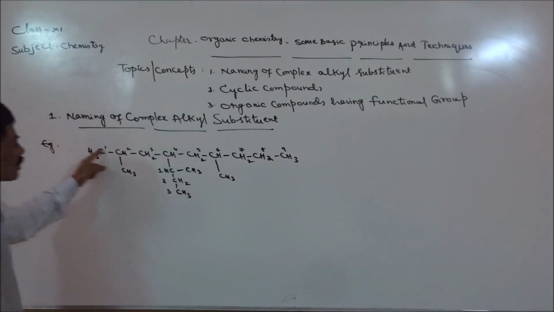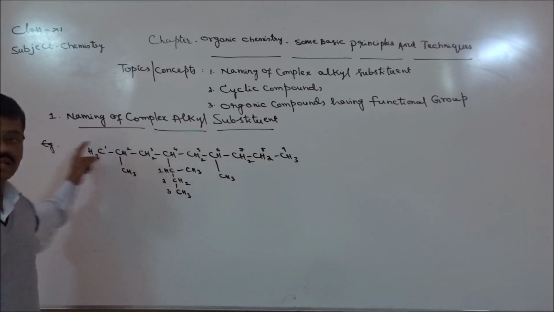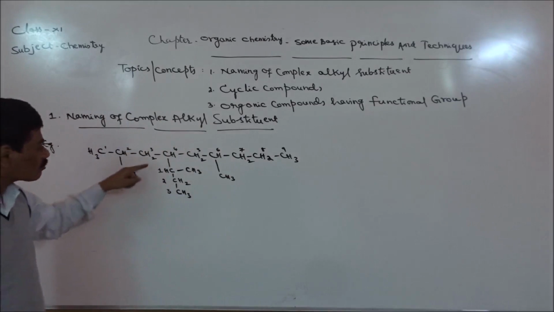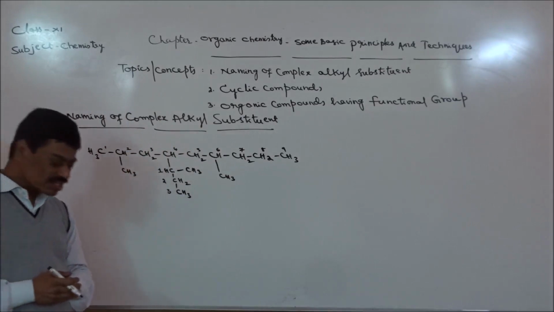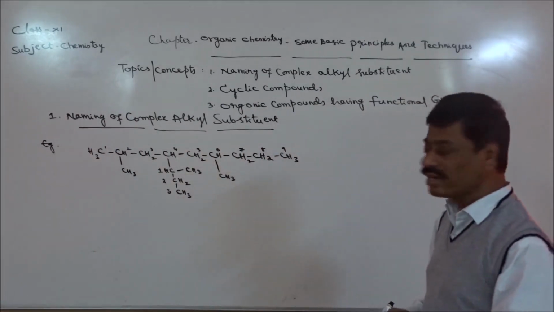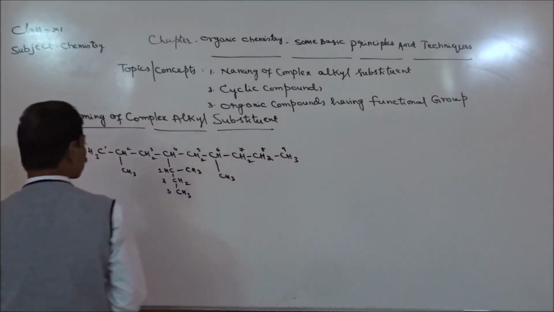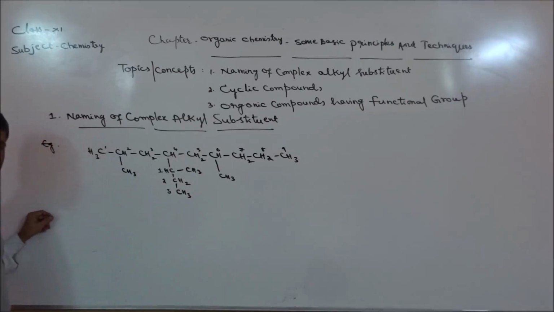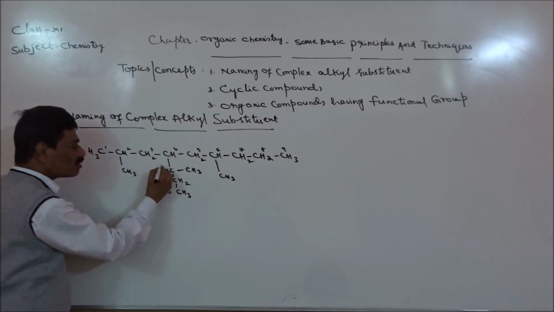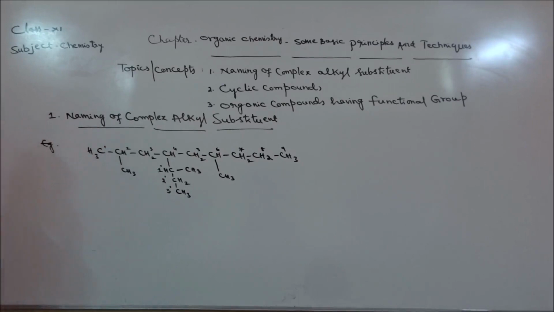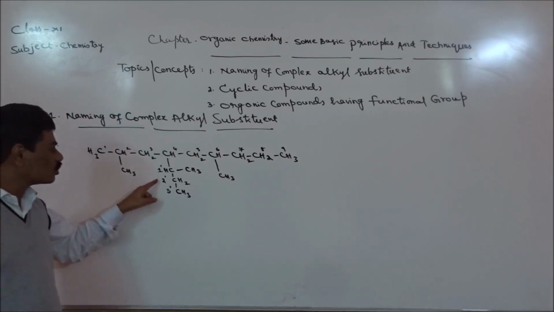Now, if you look at the long chain, it has the numbers 1, 2, 3, 4 till 9. The branch also has 1, 2, 3. Now, how to distinguish these numbers? Because in both cases we have similar 1, 2, 3 digits. In order to distinguish one from the other, in this complex alkyl group, wherever I have written 1, 2, 3, there I write dash marks. Means 1 dash, 2 dash, 3 dash.